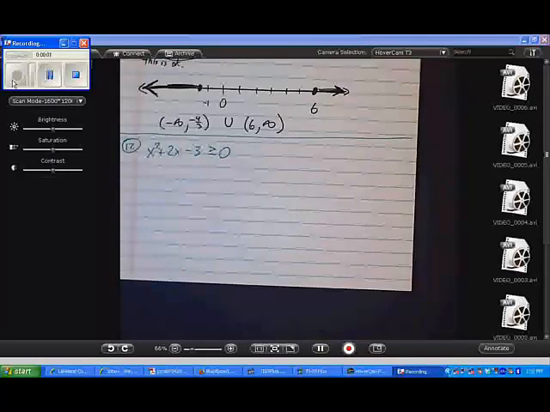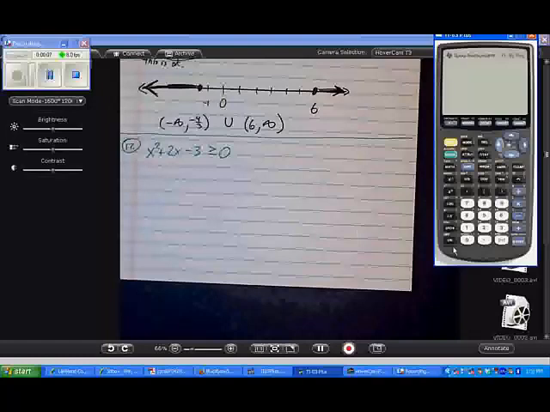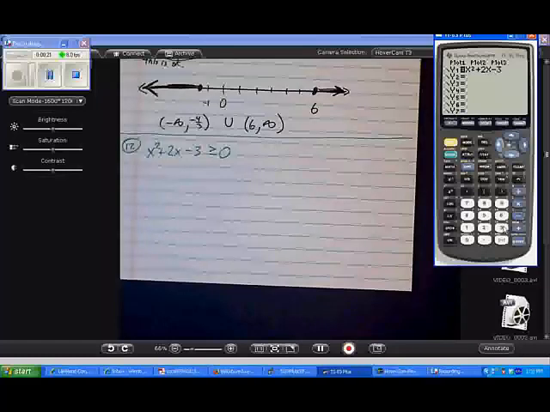I think a great tool here is the graphing calculator. So I'm going to pull it out. I'm going to go to the y equals screen, and I'm just going to graph what I see here for the parabola, x squared plus 2x minus 3. I'm about to graph it, but let me just say something about it.